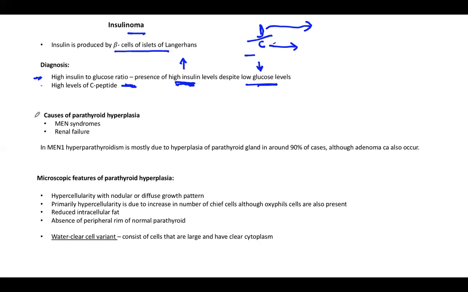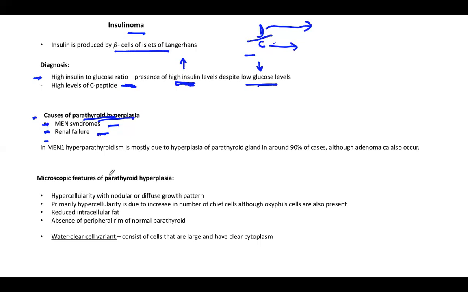Causes of parathyroid hyperplasia are MEN syndromes and renal failure. So parathyroid hyperplasia occurs in MEN syndromes, as we discussed, and in renal failure. It can happen sporadically, but it happens in most patients in MEN1. Renal failure patients are also predisposed to this.